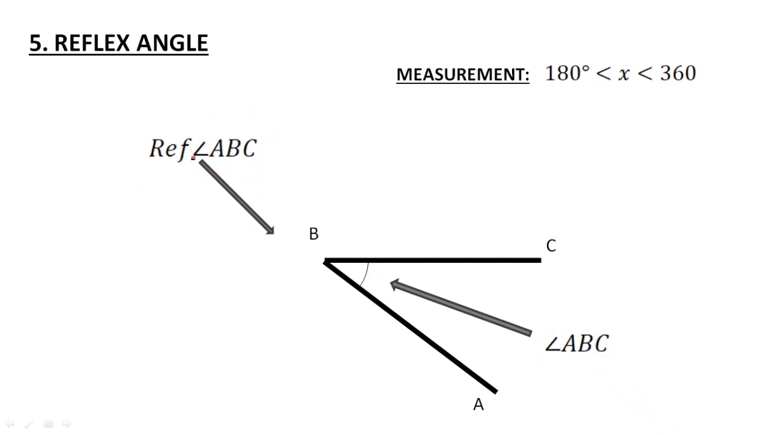Otherwise, if we don't write reflex, there will be confusion regarding these two angles, either this angle or this angle, which angle to consider as ABC. So if we write only ABC, that means it is an angle which can be acute, obtuse or right. But if it is written as reflex ABC, its measurement will always be greater than 180 degrees. Next, let's go on to adjacent angles.